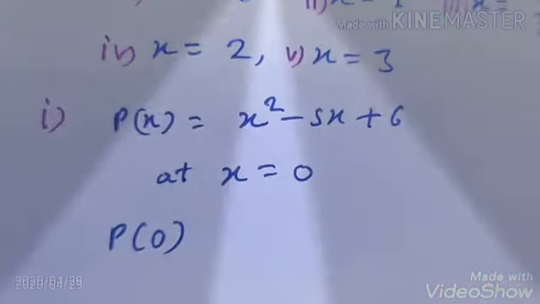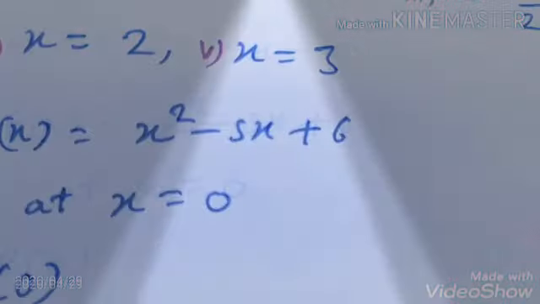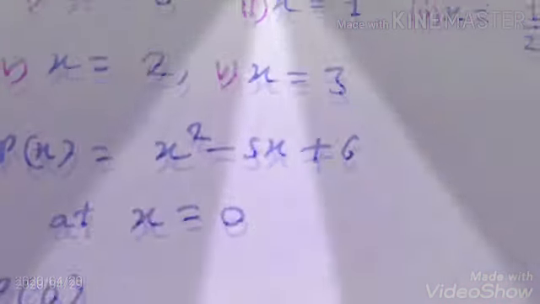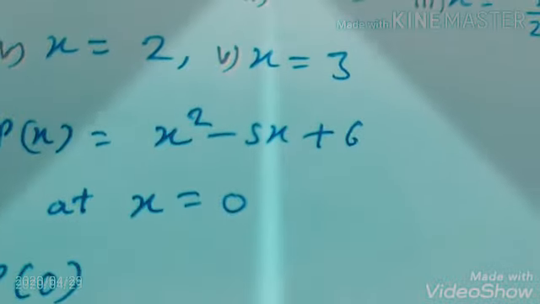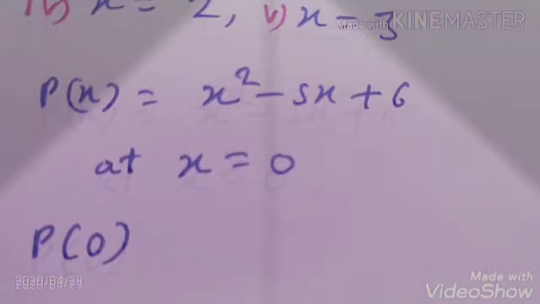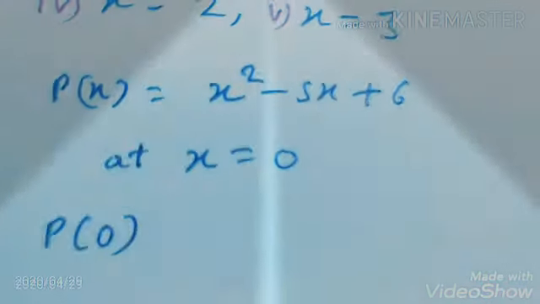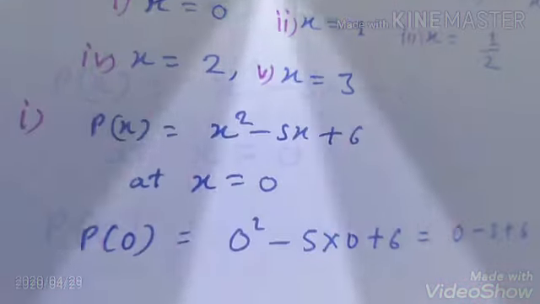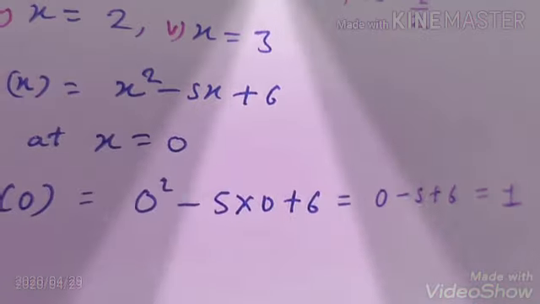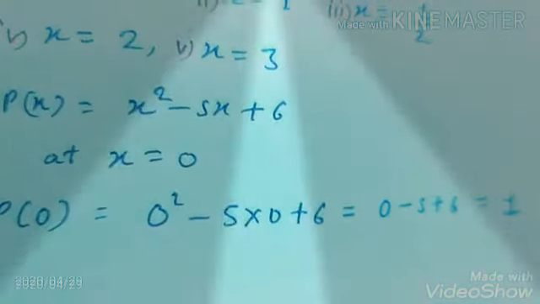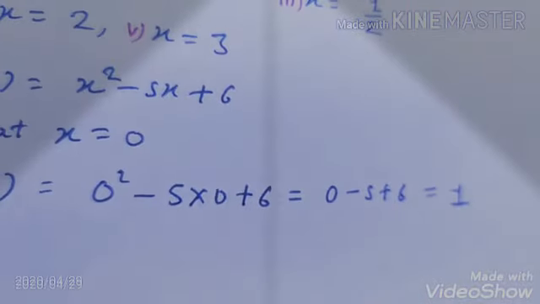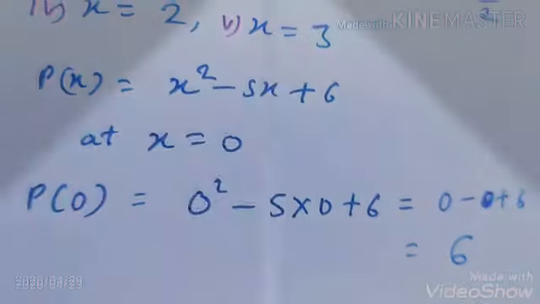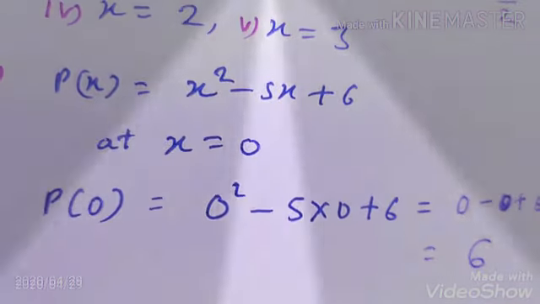So let's take part 1. P(x) is equal to x square minus 5x plus 6 at x equal to 0. We have to find the value. So it will be denoted as P(0). P(0) means the value of P(x) at x is equal to 0. So what will be P(0)? That will be equal to 0 square minus 5 into 0 plus 6. We have substituted 0 in place of x. That is equal to 0 minus 0 plus 6, which is equal to 6.